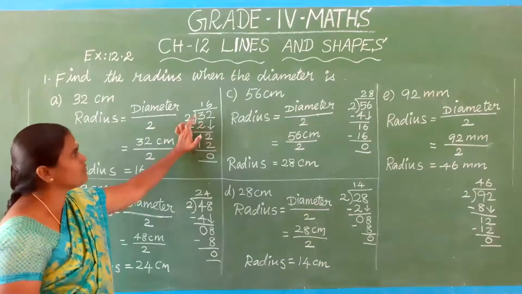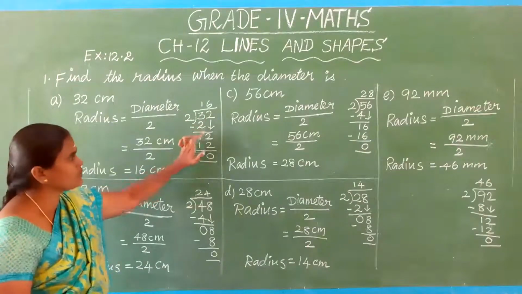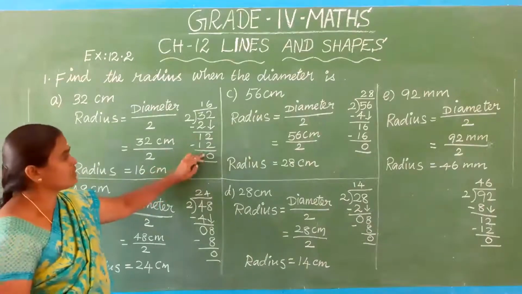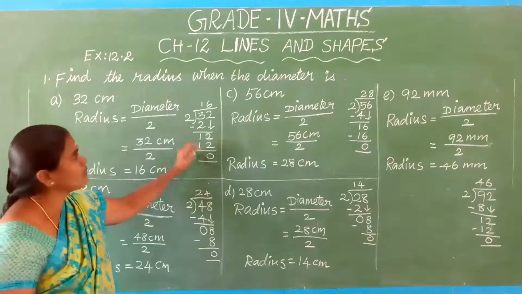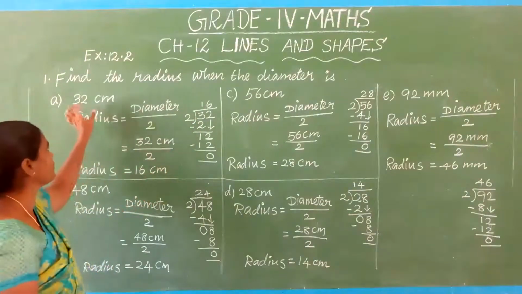This is not divisible. So 1, take 1 to the circle, then subtract, we get answer 1. Next, bring down the 6 to the circle, subtract, we get answer 0. So your quotient is the radius. 16 is the radius.